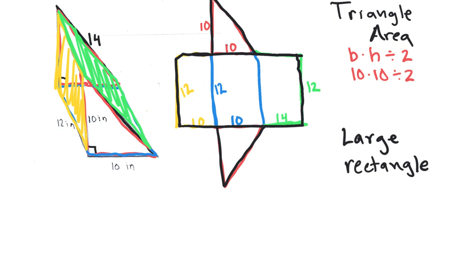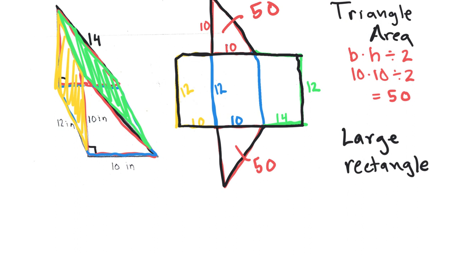Leo, what is 10 times 10 divided by 2? 10 times 10 is 100. 100 divided by 2 is 50. Yeah, that was a cameo by Leo. So the area of our triangle is 50. So we got 50 and 50 here.